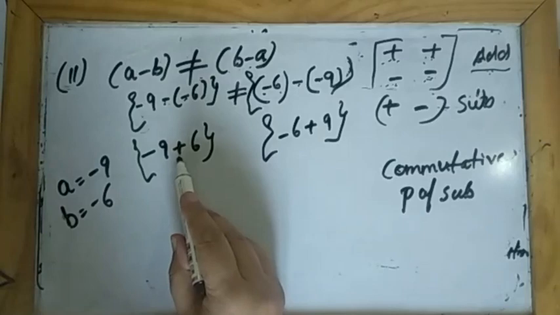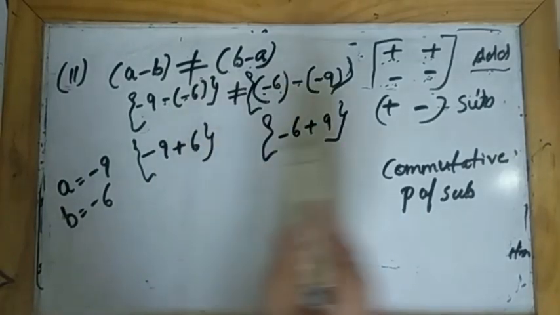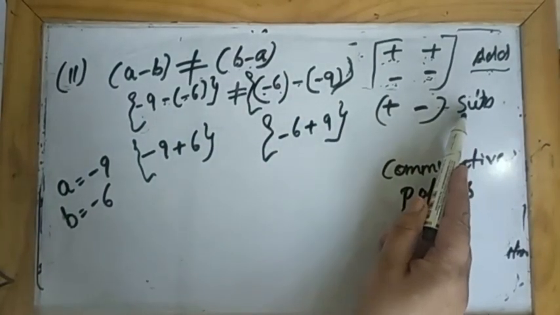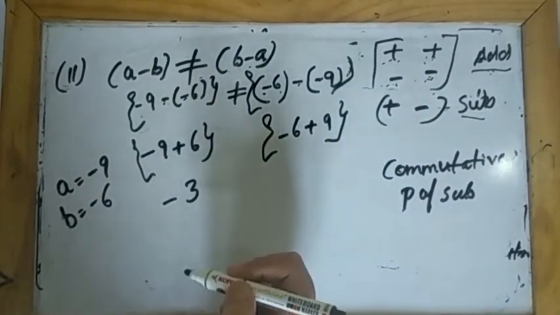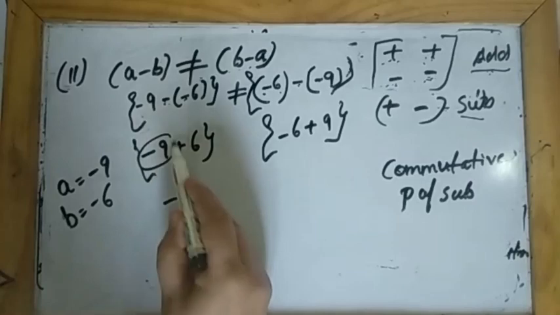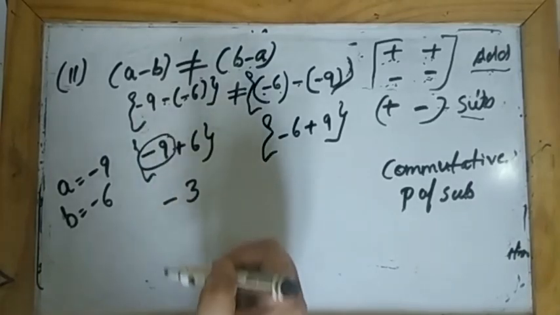Okay, now I have to add one negative, one positive, one negative, one positive, so I cannot add them. It means I have to subtract. So the answer will be minus 3, because the bigger integer is negative, so my answer also will be negative.